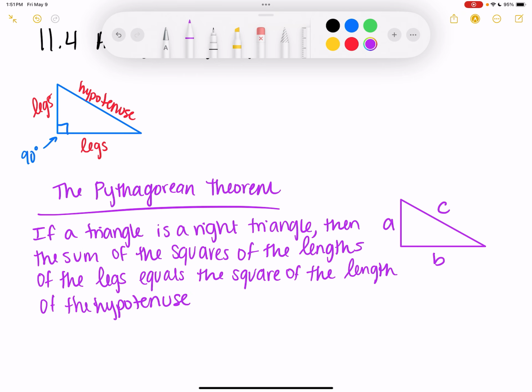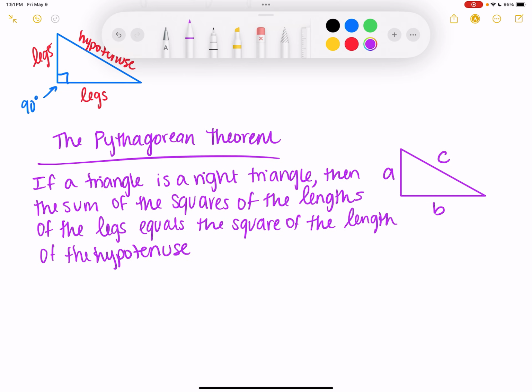Now, just hearing that definition, you're probably like, what in the world? Well, good news is the formula is nice and simple. A squared plus B squared equals C squared. That's the easiest formula I've seen all year. So, in addition to the quadratic formula, the distance formula, and the midpoint formula, I think those are the three that we've had, you now also have the Pythagorean theorem. It's the formula for it.